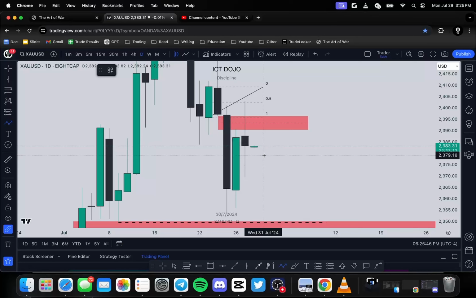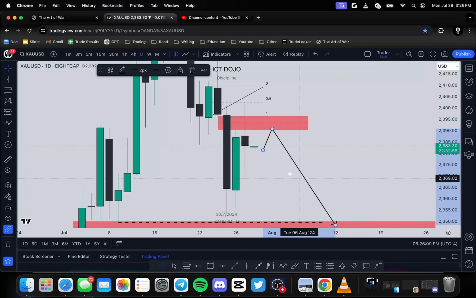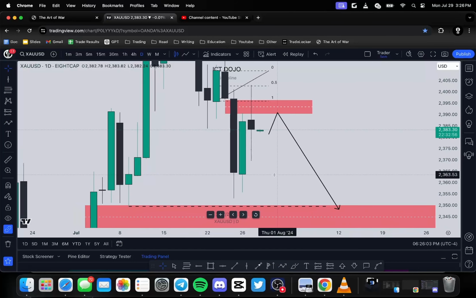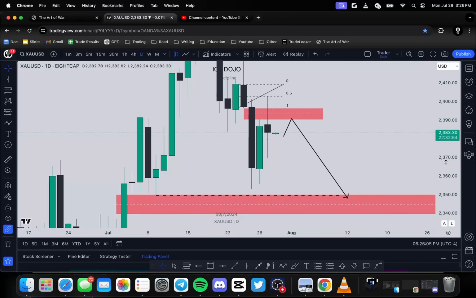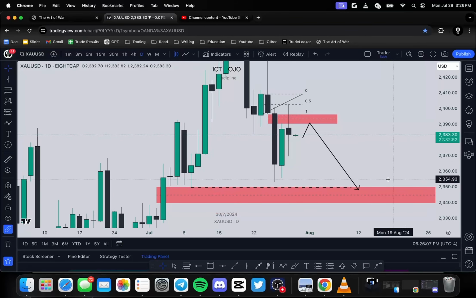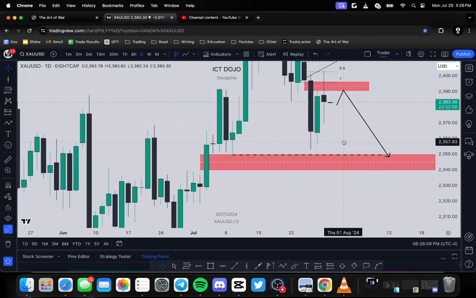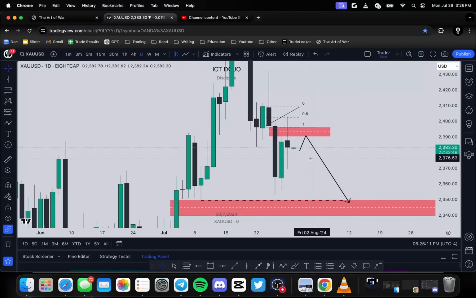In expecting the power of 3, we want to see the manipulation first, right? It's going to accumulate, and then Asia session is going to start. We're going to get some sort of manipulation. Once we get that manipulation, it's going to be clear what side it's going to. If it runs up first, we're likely going to run down. If it runs down first, I'm probably not going to take a trade. That's kind of my thought process.